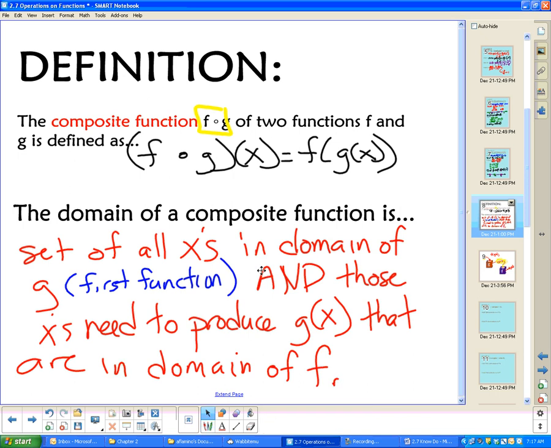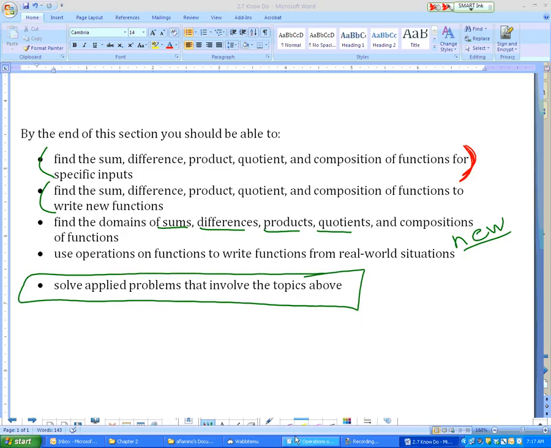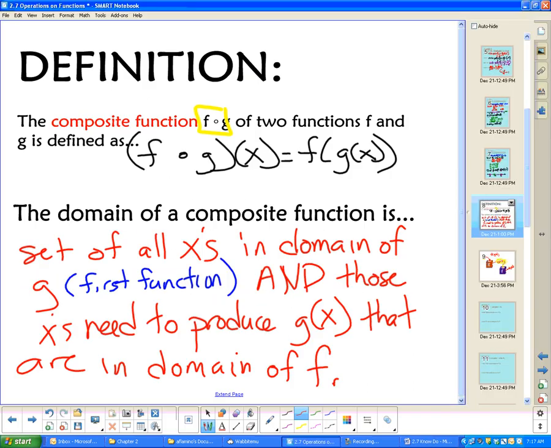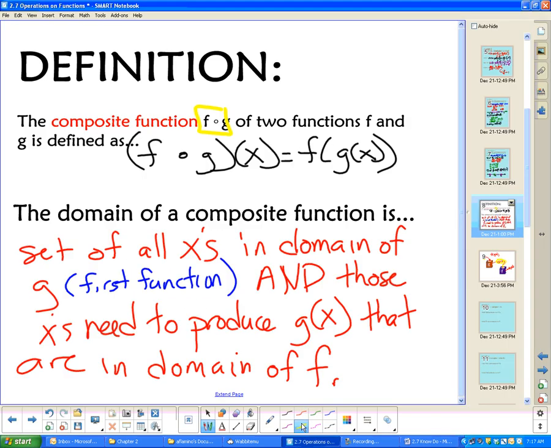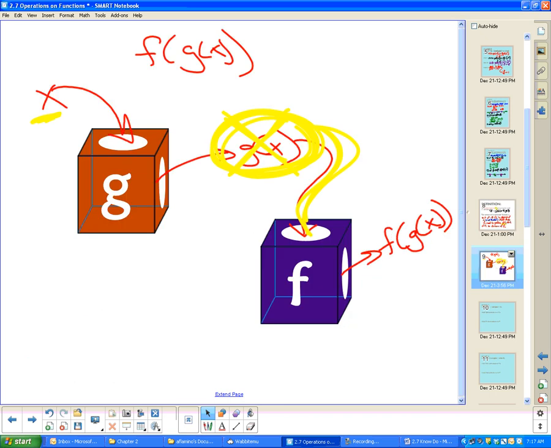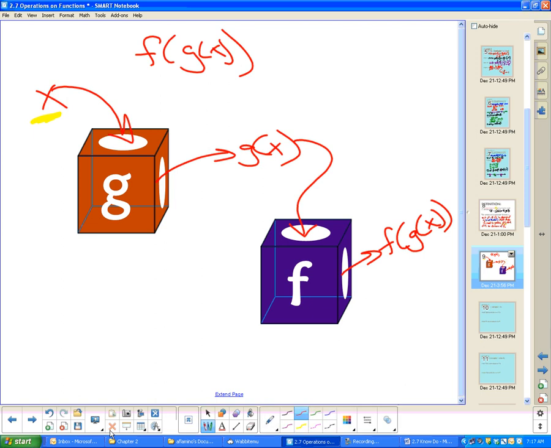Remember that the output of the function g is a range element for g, but it's a domain element of f. Let me go back to this picture right here. So let's say I have chosen an x, and I've done a good job of choosing an x that does produce a g. That's fine. So that means the first stage of my composition is okay.